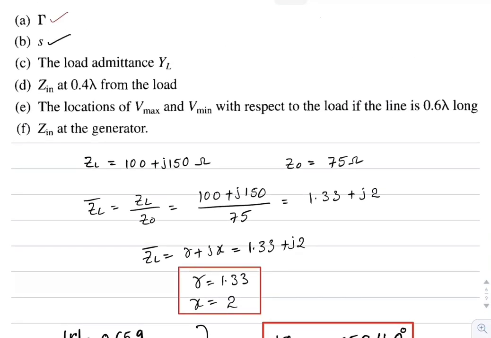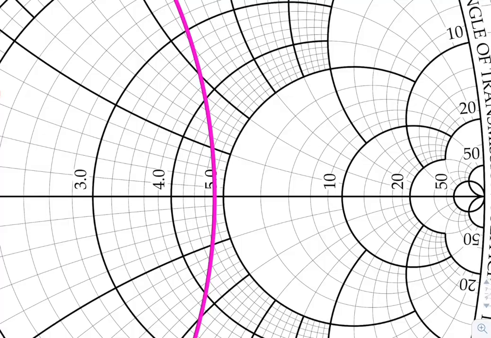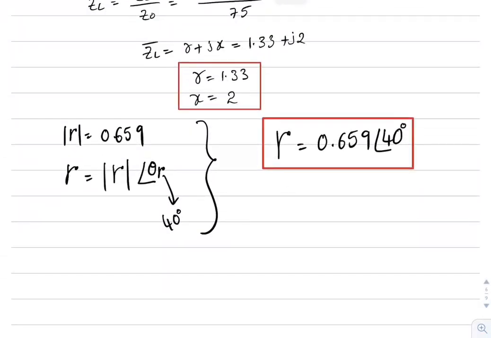Now we have to find out the standing wave ratio S. The point of intersection of this gamma circle on positive gamma axis is nothing but our standing wave ratio. So this is 4.0, this point is 5.0, so this is around 4.8. So S equal to 4.8. Standing wave ratio equal to 4.8.